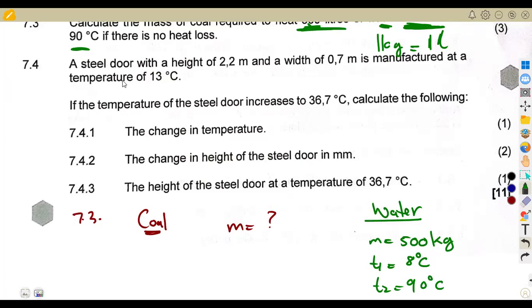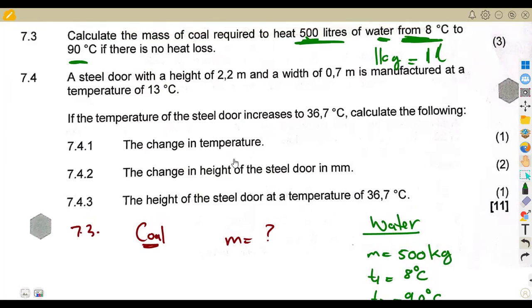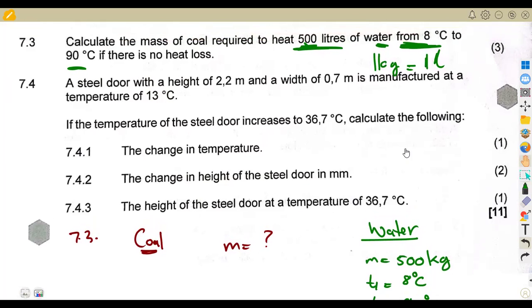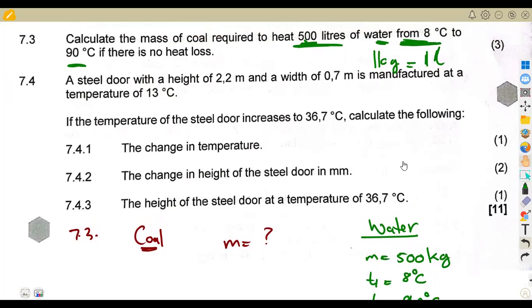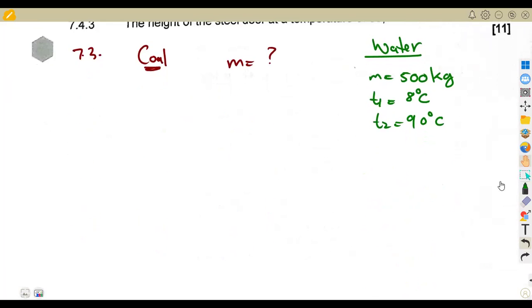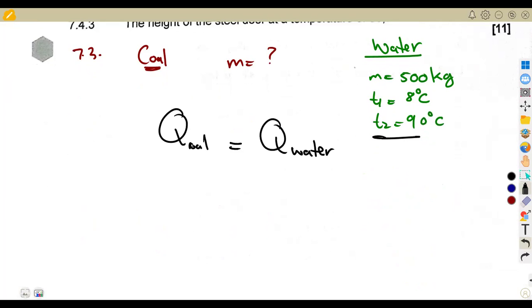If there is no heat lost, take note, they are saying the heat is not lost. What does it mean? It means the heat that is being used by the coal to heat the water is going to be equivalent to the heat of the water that we have at the end, because we are heating the water.